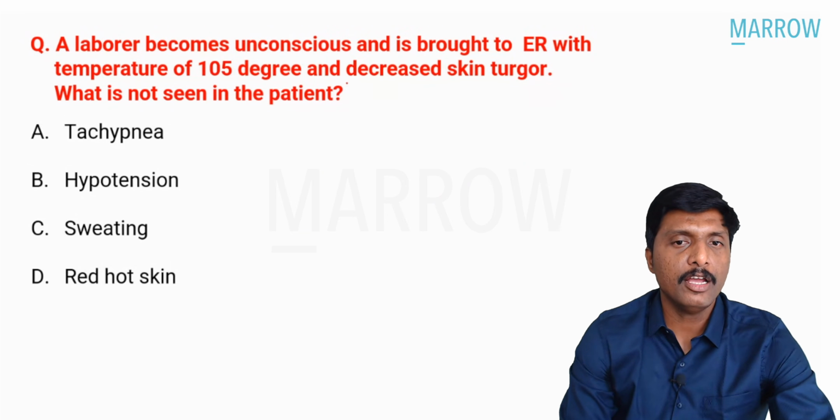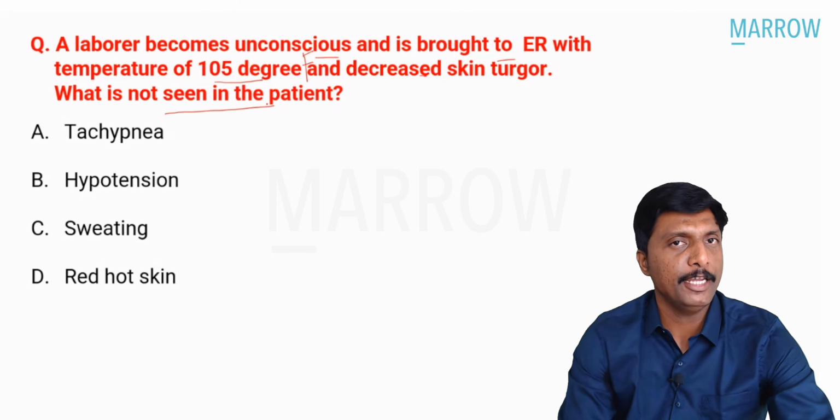A laborer becomes unconscious and is brought to the emergency room with a temperature of 105 degrees Fahrenheit and decreased skin turgor. Which is or what is not seen in the patient?